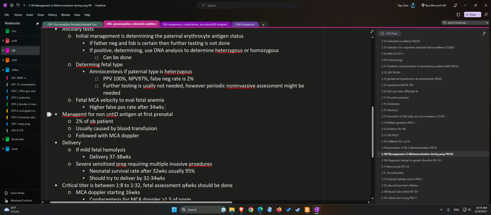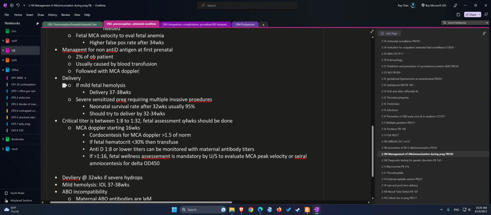What is the management of non-anti-D antigens at the first prenatal visit? 2% of OB patients will have non-anti-D antigen positivity, usually caused by blood transfusion. These patients are followed with MCA Doppler.